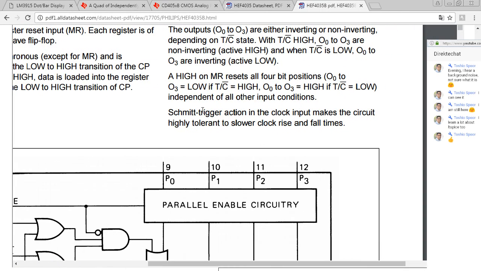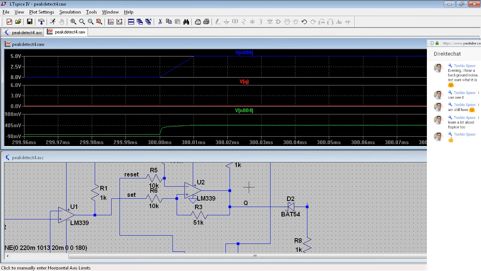Schmitt trigger action in the clock input makes the circuit highly tolerant to slower clock rise and fall times, and that's great because I'm gating it, so it's slow. So yeah, I think this will work. I haven't tried it yet. So even though I'm using a gated clock here, that's really great.